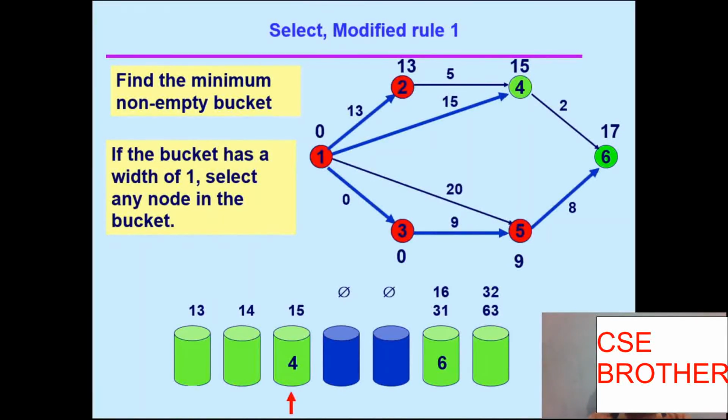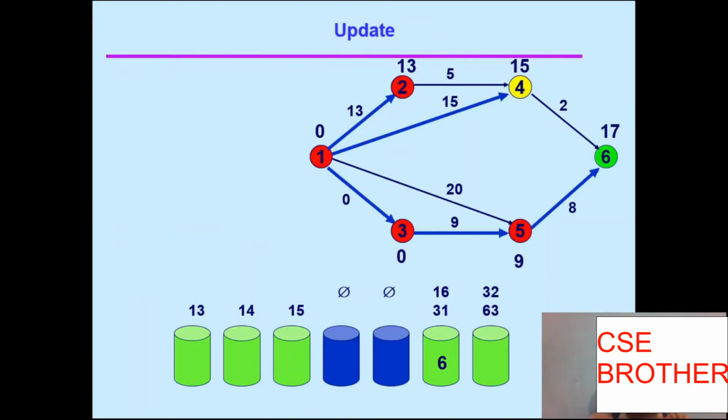If the bucket has a width of 1, select any node in the bucket. Now scan the fourth node and update the distance to the connected nodes. So the distance of the 6th node is updated and the work of the 4th node is completed.